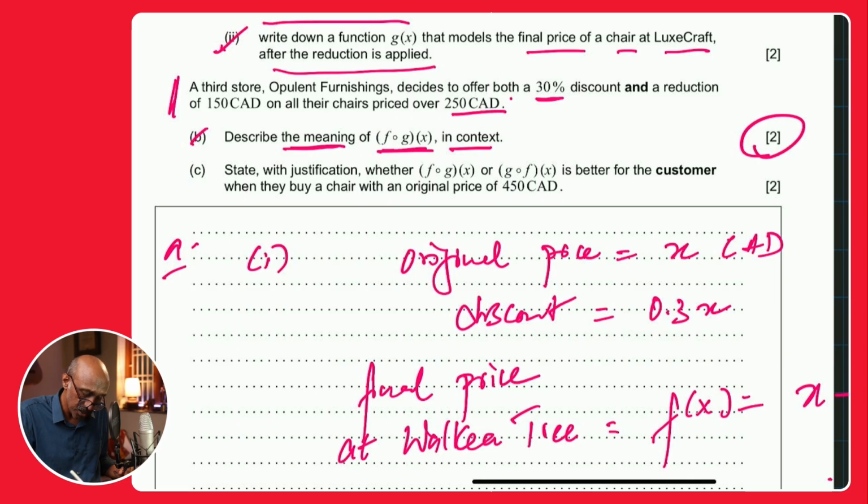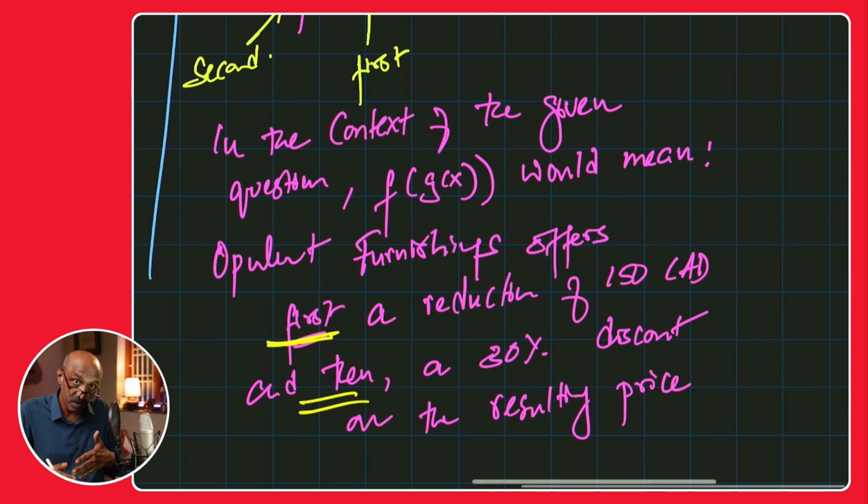State with justification whether f of g of x or g of f of x is better for the customer when they buy a chair with an original price of 450 Canadian dollars. So if the original price was 450 Canadian dollars, which one would have been better? First the 30% discount and then a reduction, or first the reduction like Opulent Furnishings, first the reduction and then the discount. Let's just check it out.